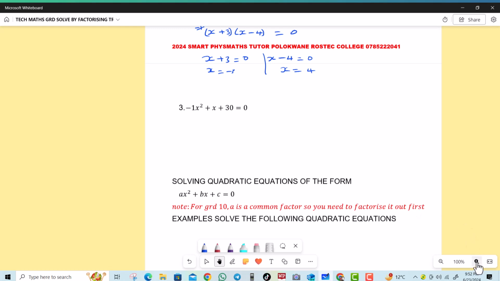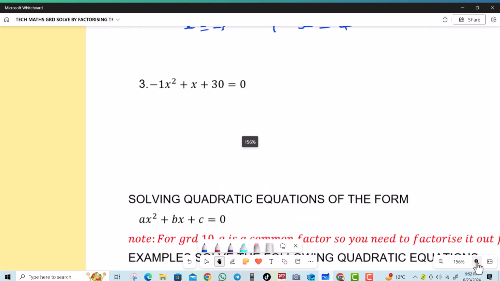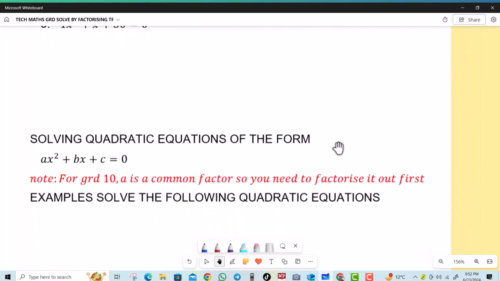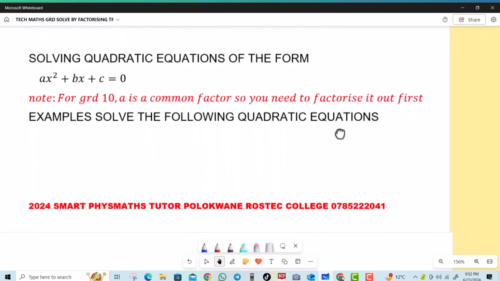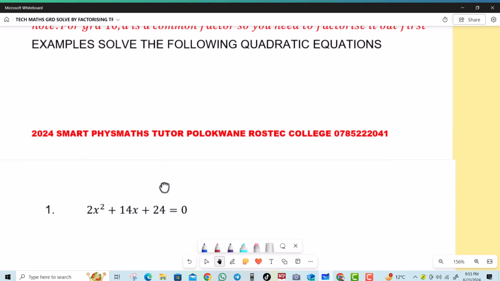Are we together? Now next format, our last format for tonight, we are solving equations of the form ax squared plus bx plus c. But note here for grade 10 that a is a common factor, so you need to factorize it out first. As we're going to see in examples, this a, remember this time it is not negative 1, it's not positive 1, but another number. So we're going to factor it out to see how we proceed here.